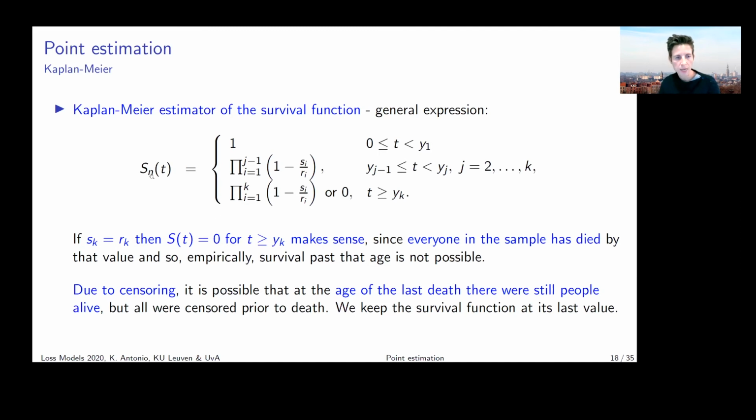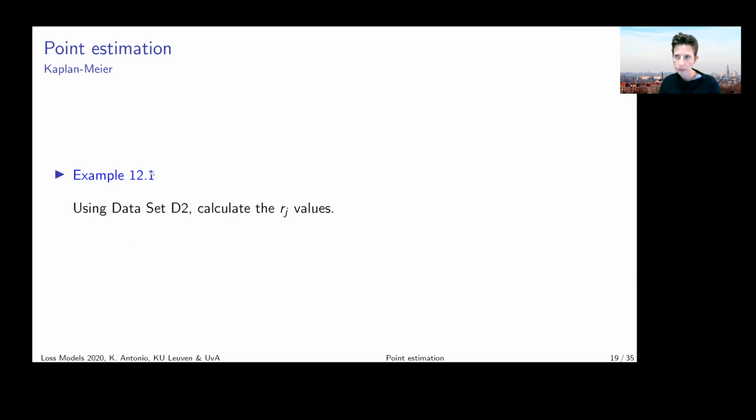I also denote it with Sn. So the n, that's my notation for an empirical estimator. It's similar to the empirical CDF, but here it's for S, the empirical survival function. So let's do that now, before the break, for the dataset D2.